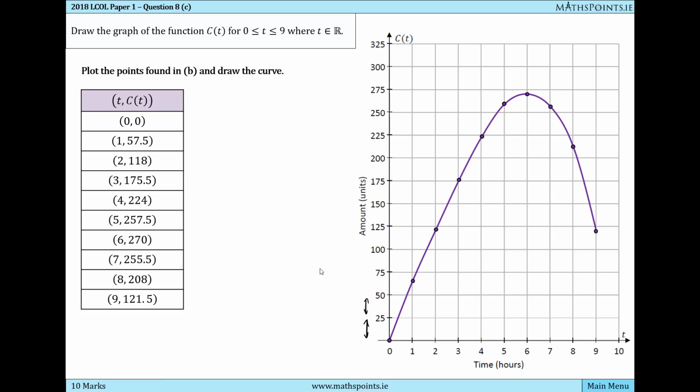Don't use a ruler to join those dots. They're not straight lines. This function is not linear. It curves up at the top and it comes back down. So just make sure we draw that freehand.